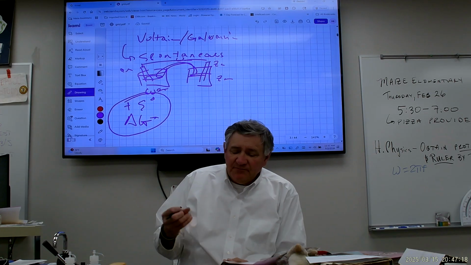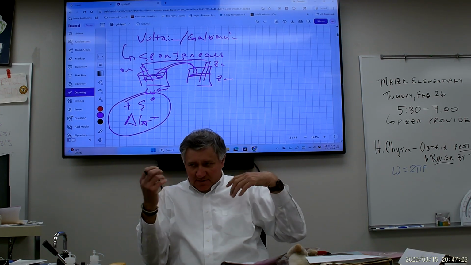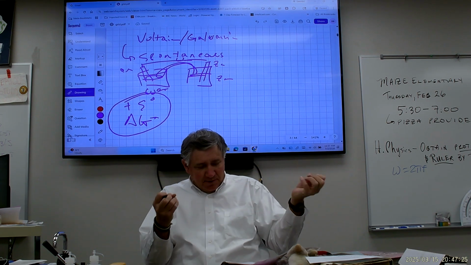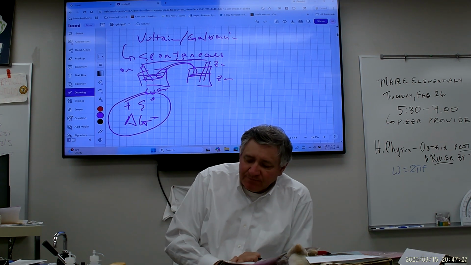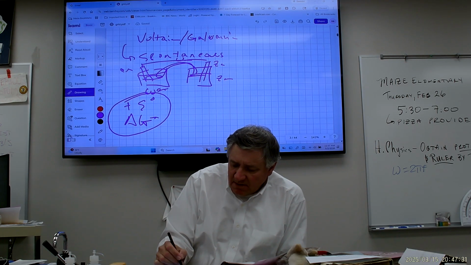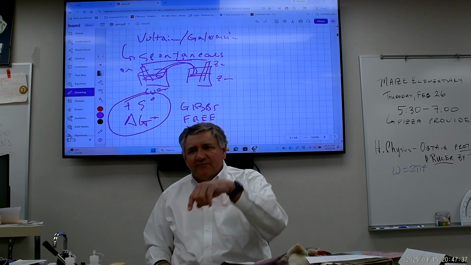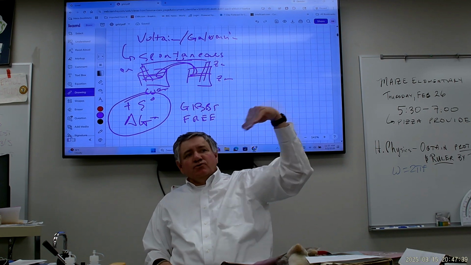Now, eventually we're going to talk about a value of K later on today. K is what we'll call the equilibrium constant. We'll get into that later. The main point is that you can get some Gibbs free energy out of this. You could use that flow of electricity to do work.